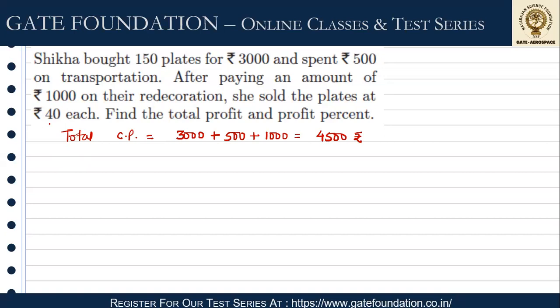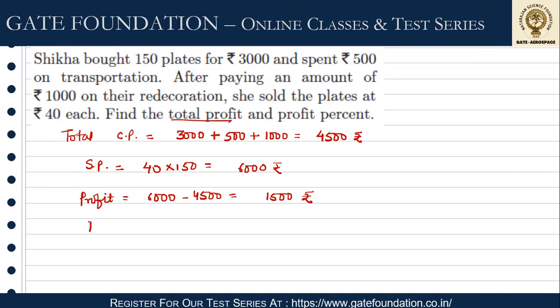She sold the plates at 40 rupees each. So the selling price will be equal to 40 into 150 plates. This will be 6,000. Simple है, cost price जो है वो less है, selling price ज़्यादा है, so there will be a profit. And profit will be equal to 6,000 minus 4,500 and the answer is correct. It is 1,500. Very good. First part is done. Total profit.